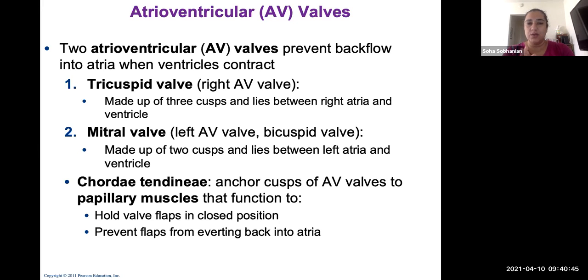Okay, so let's continue with our portion about the valves. We talked about the AV valves, so that's 2 out of the 4 valves that we have in the heart. I forgot to pause the video, sorry. If you're watching it, there's 15 minutes of nothing.